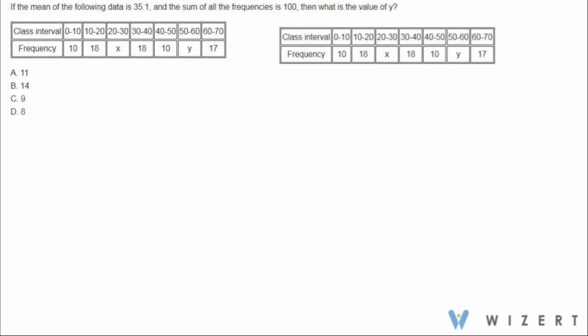So we know to find the mean of a grouped data, what we need is the multiplication of frequency and midpoint of each class. So let's make another row named class midpoint, that is M.